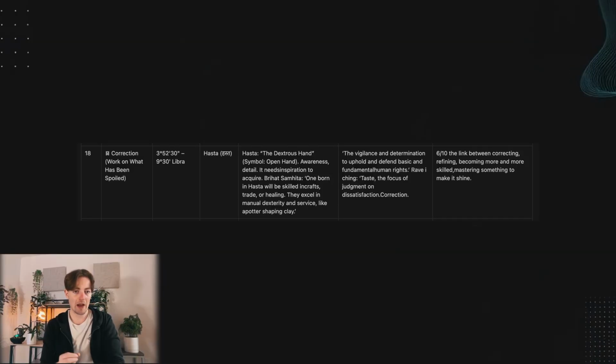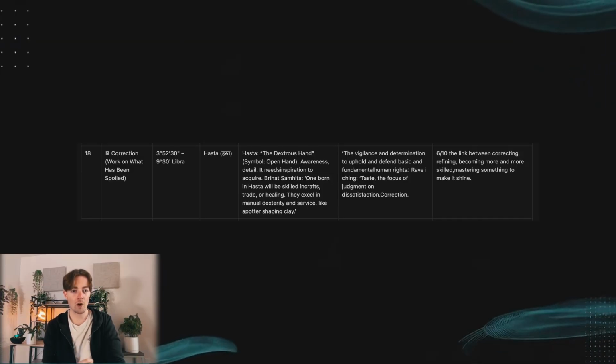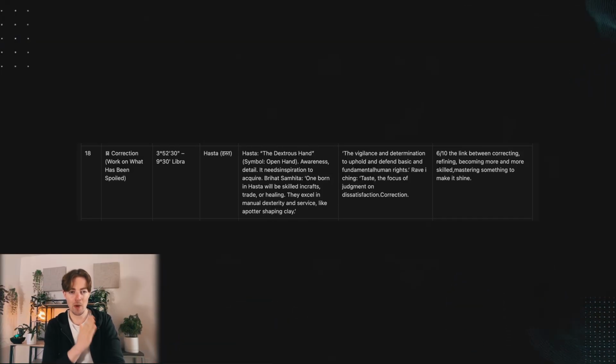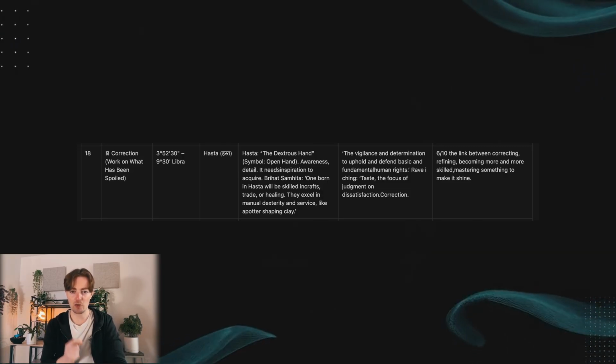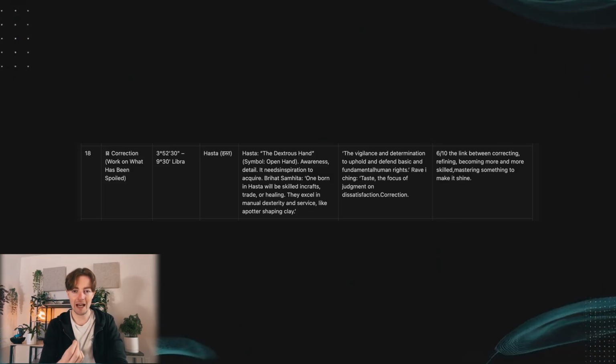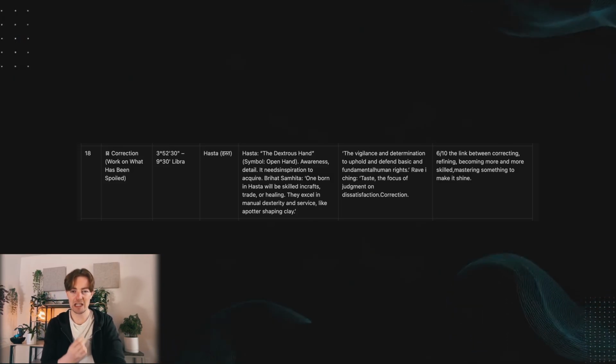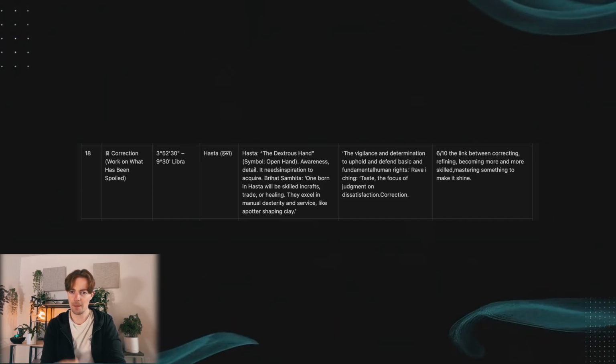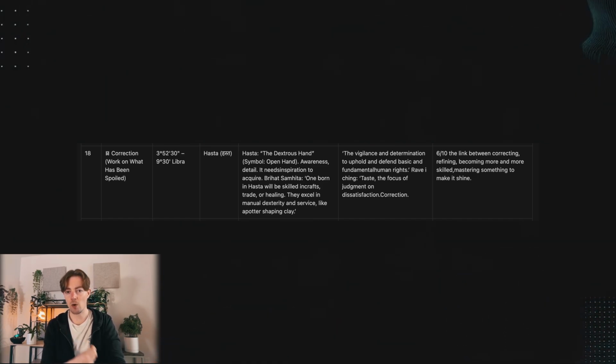Gate 18, correction, the gate of working on what has been spoiled. This goes from around 3 degrees to 9 degrees of Libra. We're still in the Hasta Nakshatra, the healing and working hand. One born in Hasta will be skilled in crafts, trade, or healing. The notes I have for gate 18, the gate of correction: the vigilance and determination to uphold and defend basic and fundamental human rights, which is a little bit more archaic version.